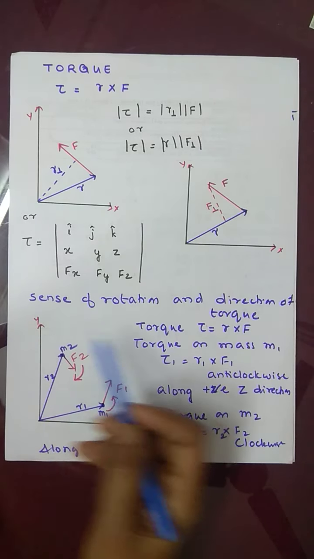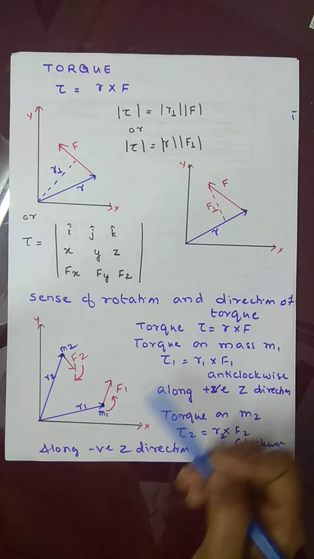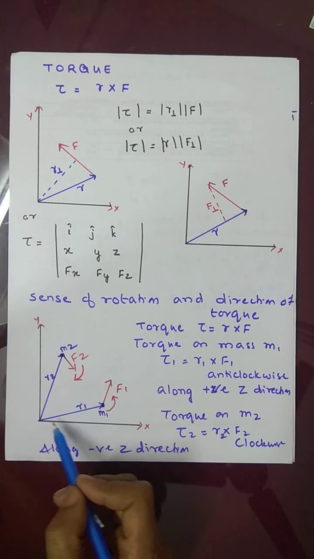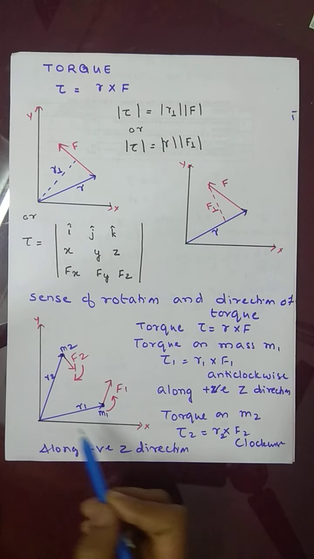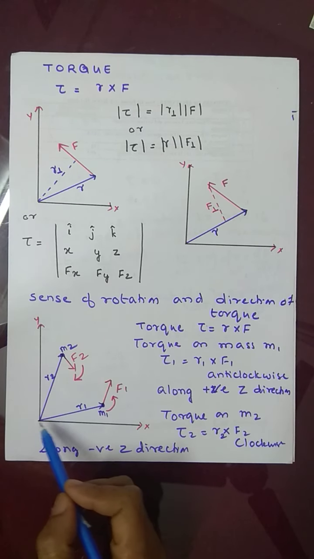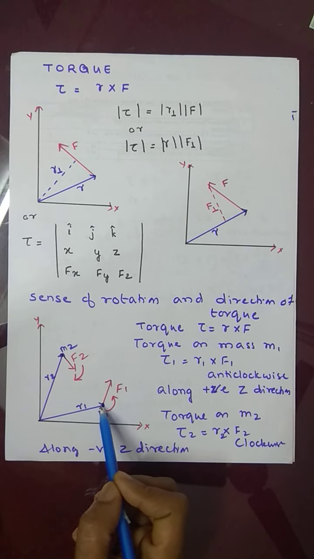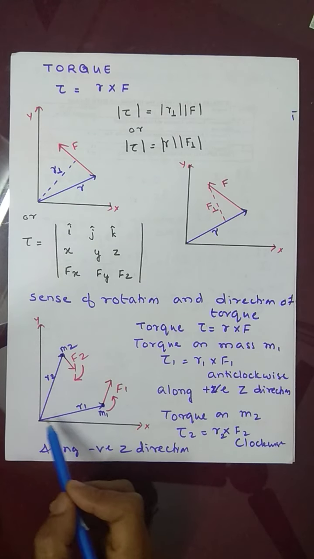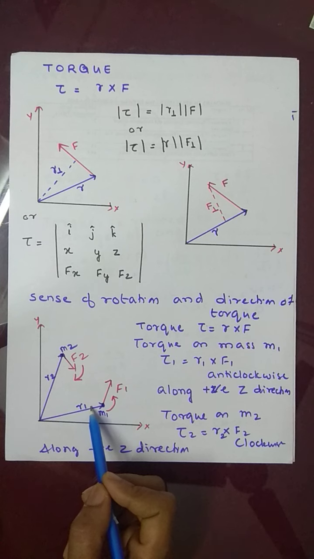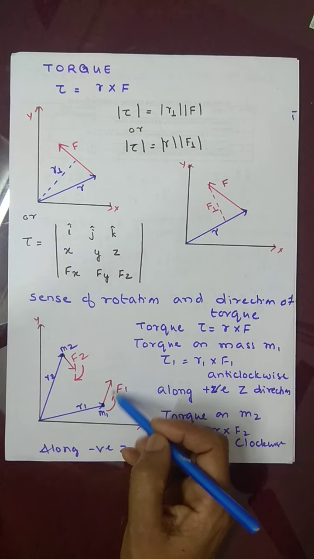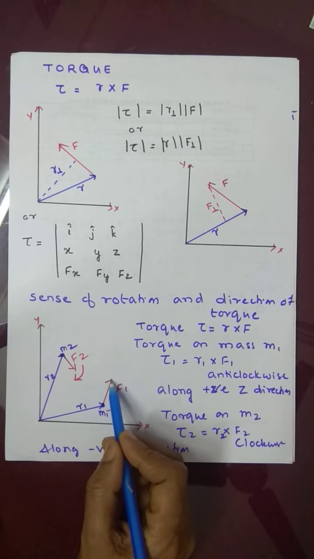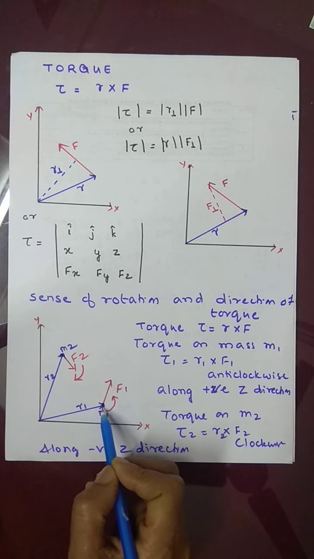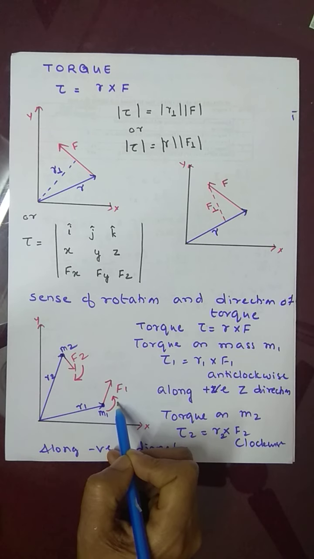Now coming to the sense of rotation and the direction of the torque. This also we have discussed earlier, clockwise, anti-clockwise rotation, but again I'll be telling you once more. Two masses m1 and m2 are there. m1 is having position vector r1, which is acted upon by a force F1. This force is acting in this direction. So it is tending to rotate the mass m1 in the anti-clockwise direction.